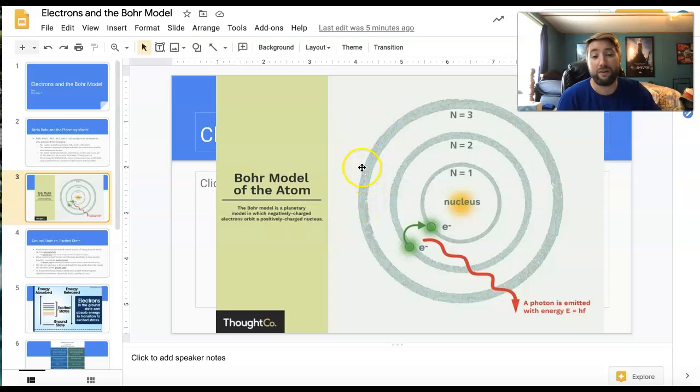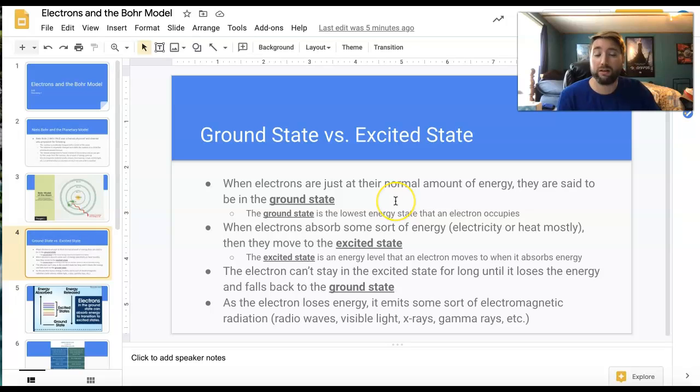So what happens whenever you apply some sort of energy, like you add extra energy to the electron? That's what I want to talk about next, and that's what this picture is kind of showing you here. On Friday, you did the flame test lab, the virtual one, and I know it was frustrating, I'm sorry.